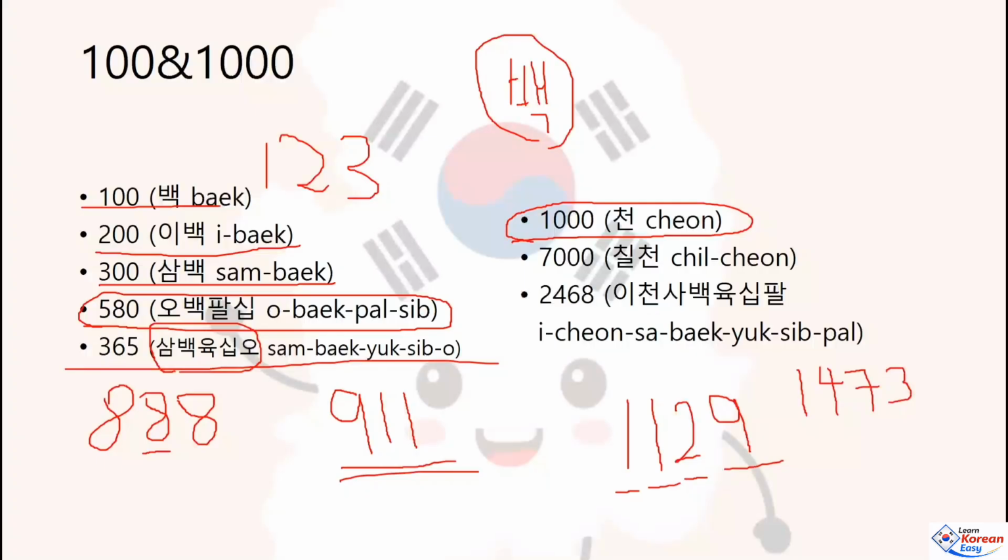1473. 천, right? 천 here. Or 일천, 1400. Right? 4 and 백, that's 400. 일천사백, 천사백. 7, 7, 10, because it's the 10th place. 7, 10, 3, 1473. Okay.